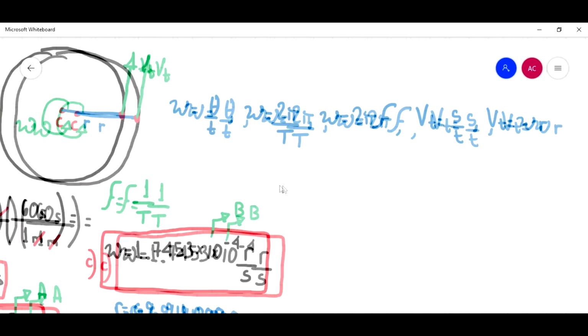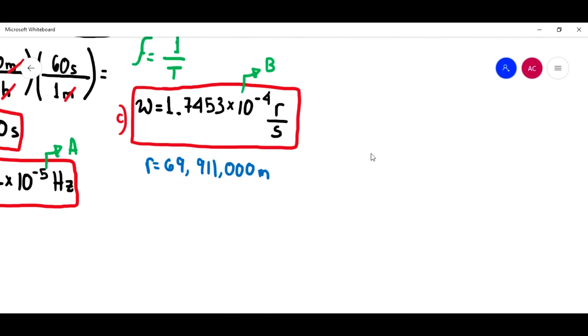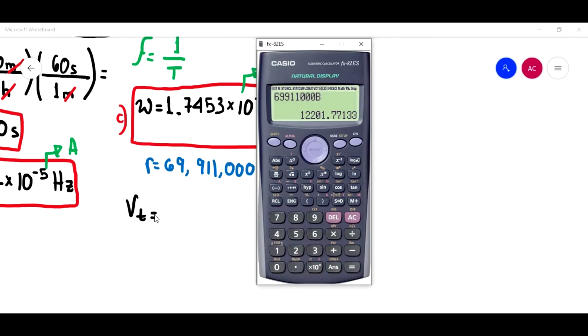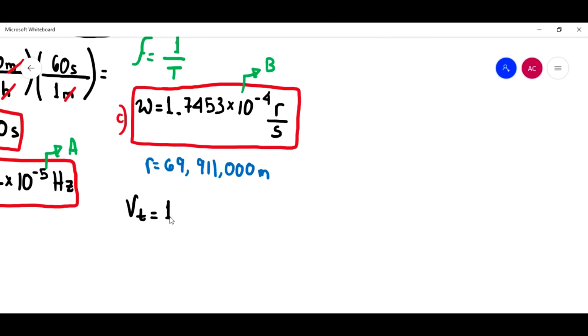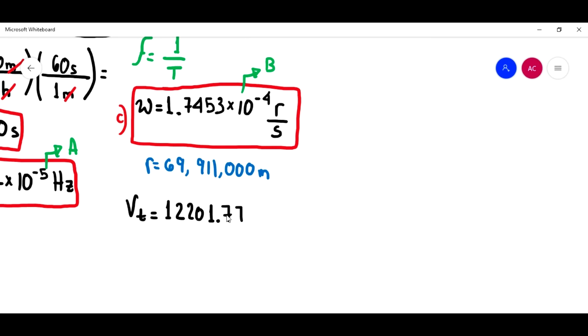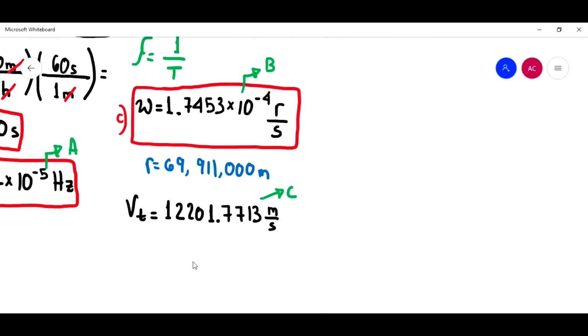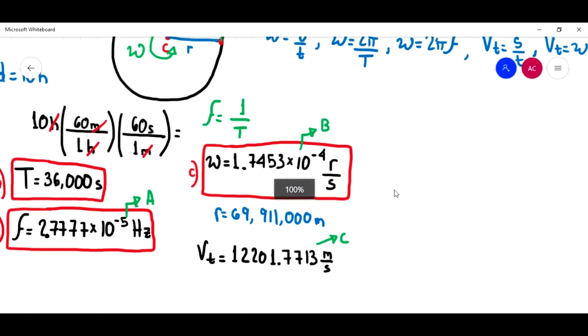My God, that's a lot. So I'm going to write it over here. Tangential velocity equals 12,201.7713 meters per second. I'm going to save this value in my memory C of my calculator. Shift STO. That means, what is the tangential velocity?